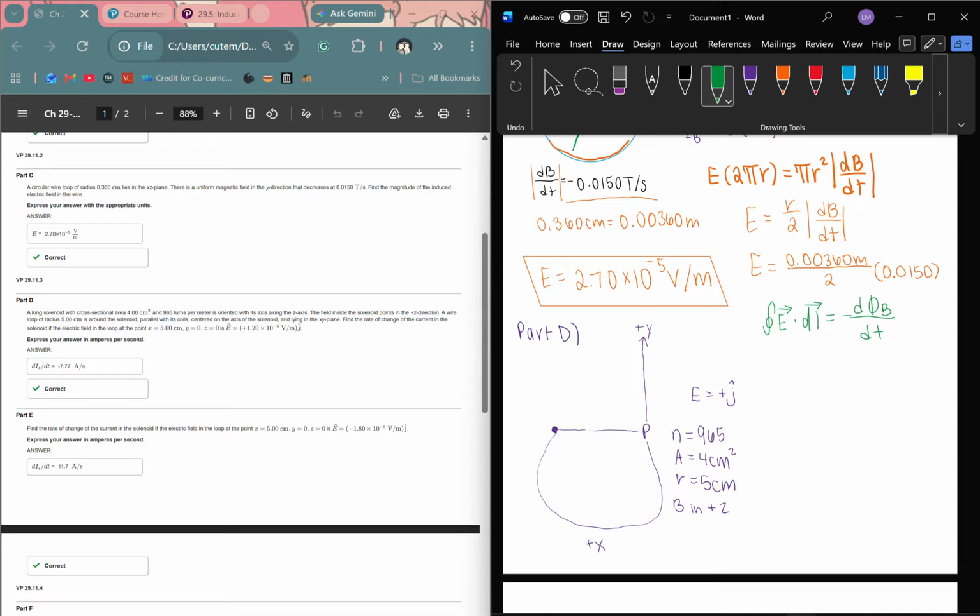Because the electric field is the same everywhere around the loop, we know it's the electric field times 2πr. Since the electric field has the same magnitude everywhere on the circular loop, the line integral becomes the electric field multiplied by the circumference. Now we write the magnetic flux like we did before, which is B times A, the magnetic field times the area.